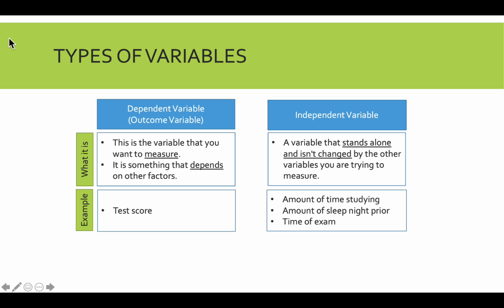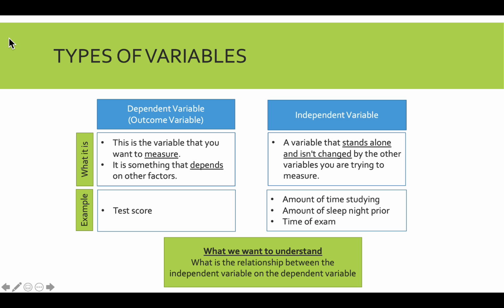So if you look at my example here, test score again, you're all students. Your test score is what you want to measure. How well did you do on the test? The independent variables are those things that could impact that test score. The amount of time studying, the amount of sleep at night, or the time of the exam. Those are all different independent variables that could potentially impact the dependent variable. So what we want to understand is the relationship between the variables, the dependent or independent. Maybe it's positively related, maybe it's negatively related, maybe it has no relationship at all.